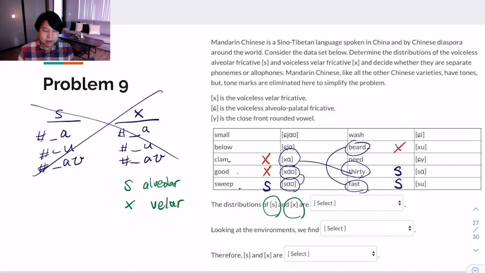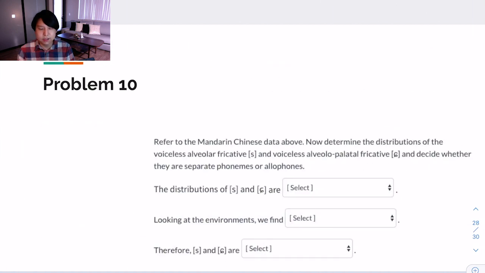So looking at the environments, we find a minimal pair. Therefore, they are in contrastive distribution, and they are separate phonemes. Let's move on to the next question.